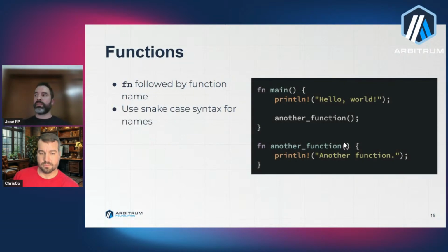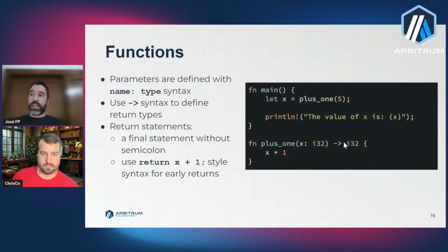And then we have functions. Functions are declared using fn followed by the function name, and we use the snake case syntax for names. This is true for function names and for variable names. Okay, snake case is what's usually used in Rust. Parameters in functions are defined with the name colon type syntax. We can see here in the second example, this function plus_one. We are receiving a parameter called x, which is of type i32. And then we use the arrow syntax to define the return type. In that same example, i32 is the type that is returned.